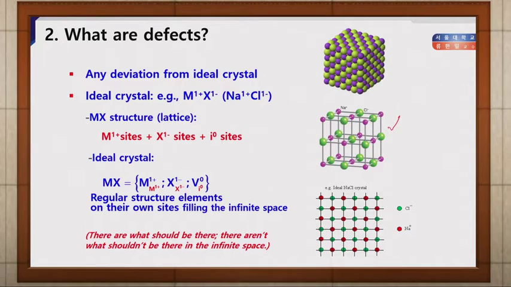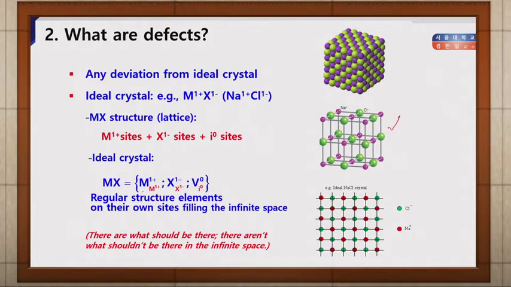Then what is the ideal crystal? An ideal crystal may be, a bit jokingly, expressed in this way: there are what should be there, and there aren't what shouldn't be there, in the infinite space. Actually, the ideal crystal is defined like this.